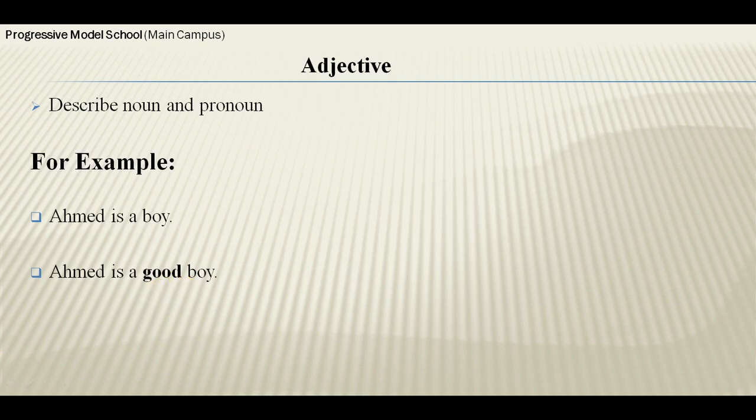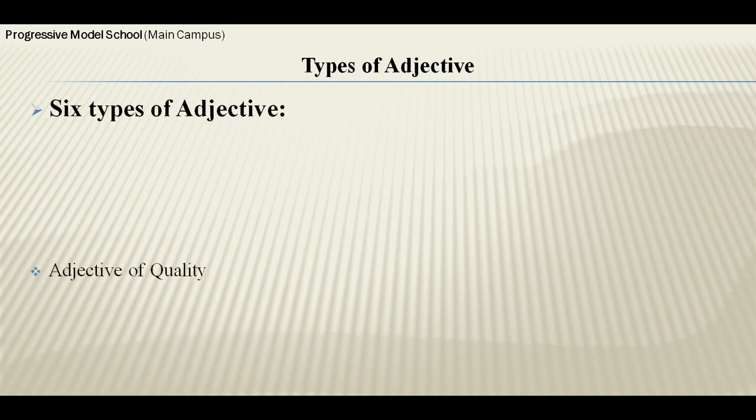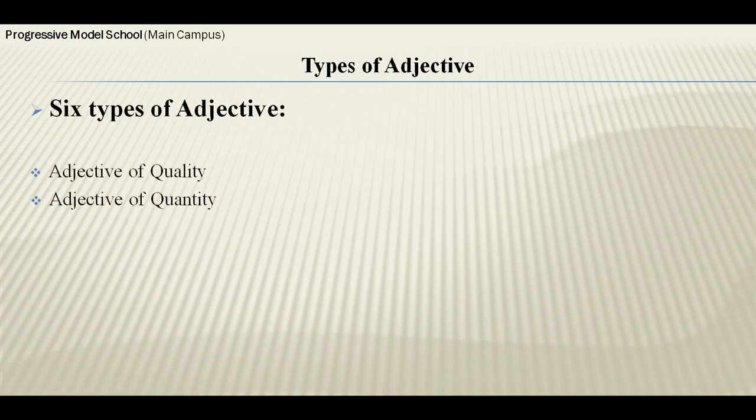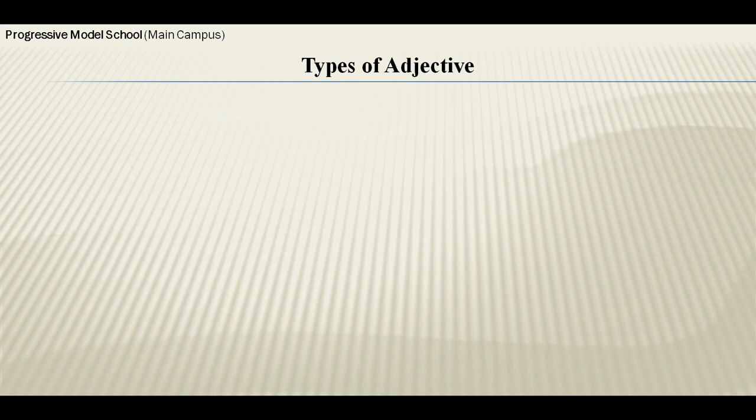So now we'll move towards the types of adjective. We will learn six main types of adjective. These are adjective of quality, adjective of quantity, adjective of number, demonstrative adjective, interrogative adjective, and possessive adjective. So now let's look at them one by one.